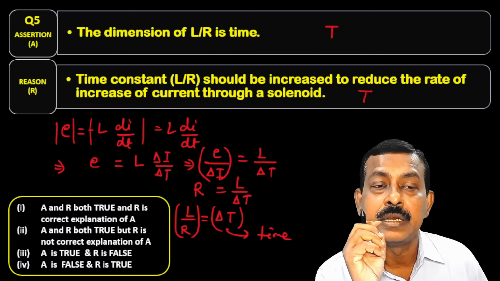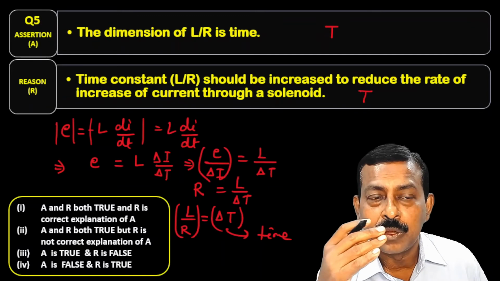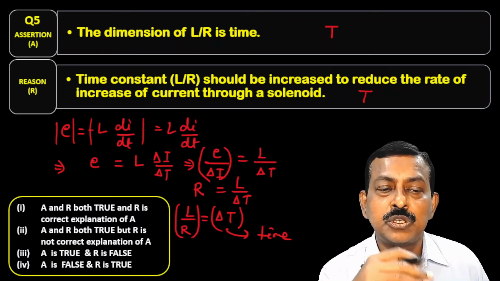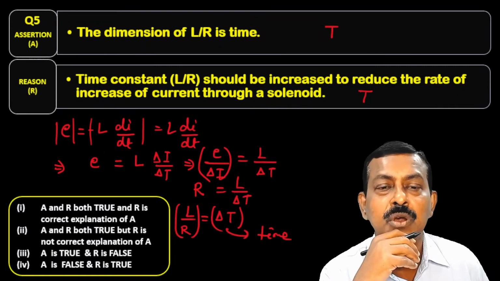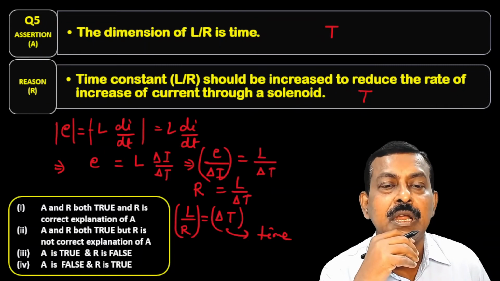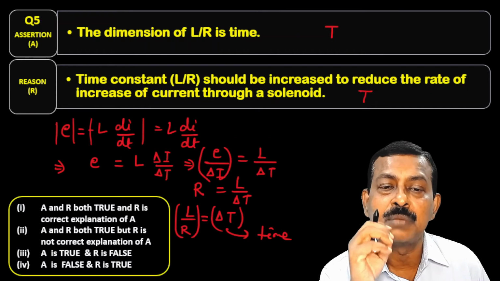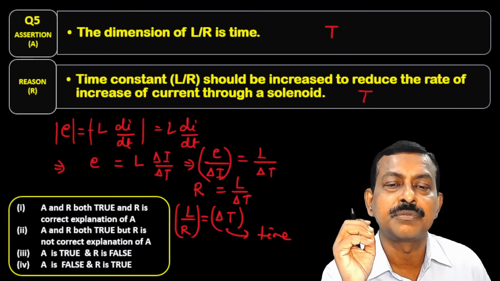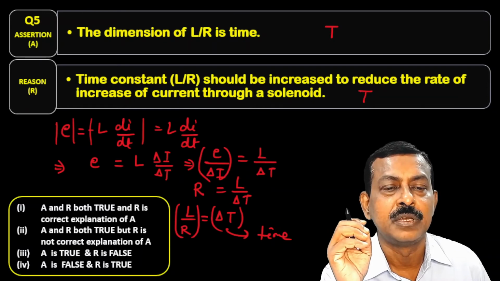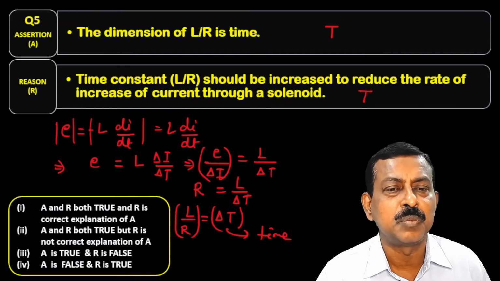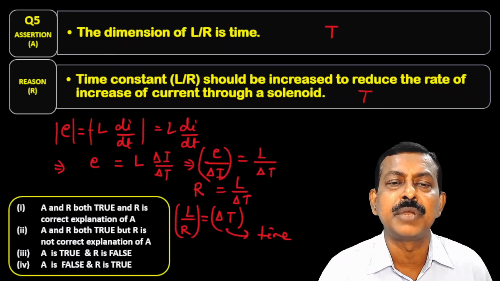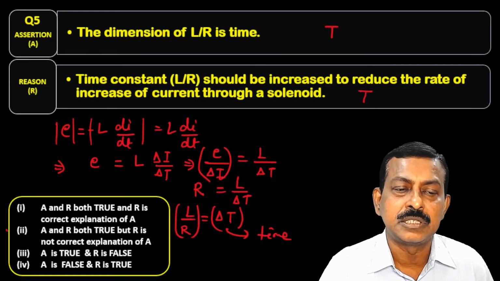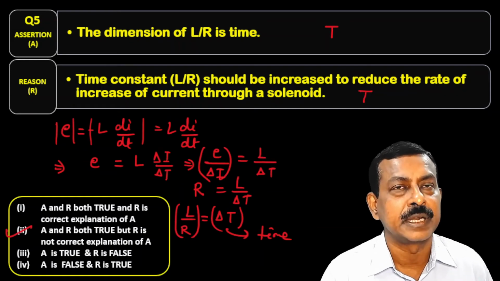So here, now let's see that if assertion is true, reason is true, which option is the correct one? The dimension of L by R is time, and the time constant should be increased to reduce the rate of increase of current through a solenoid. So here, this is not explaining why the dimension of L by R should be that of time. So that means the second option is the correct one.